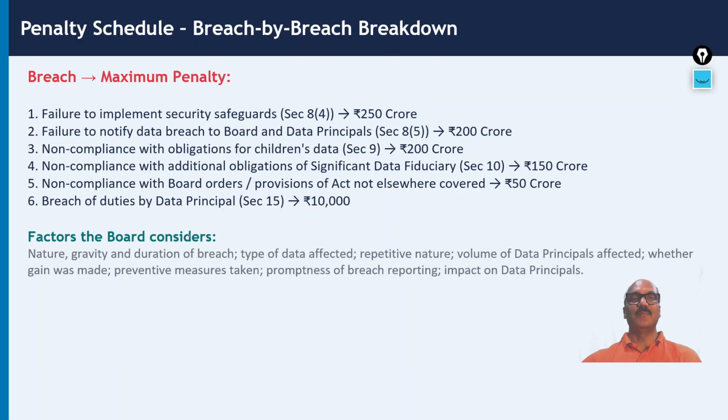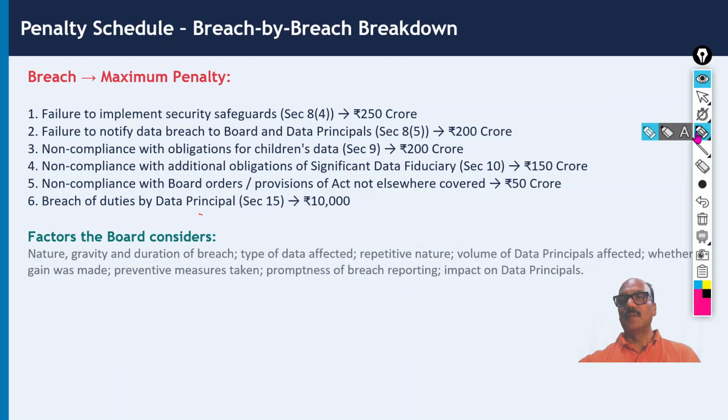Yeah, the clear breakup is given here, so we have to go back and check these sections for quick recaps. So this is the maximum penalty if you fail to notify. When the breach happens, the first responsibility we have seen is that the data fiduciary should inform the board. Parallelly, it should inform every data principal whose data has been breached. Failure to do so: 200 crores.